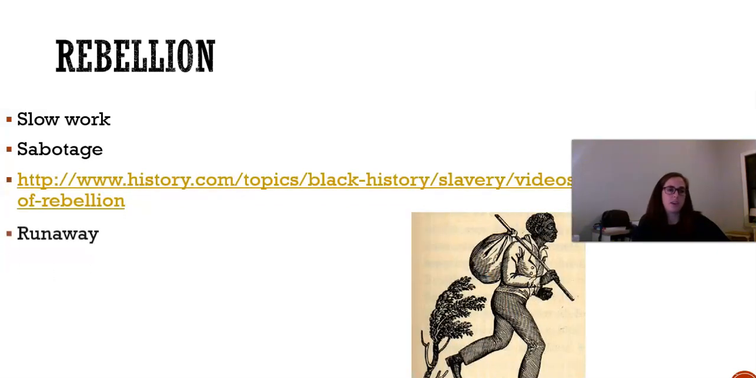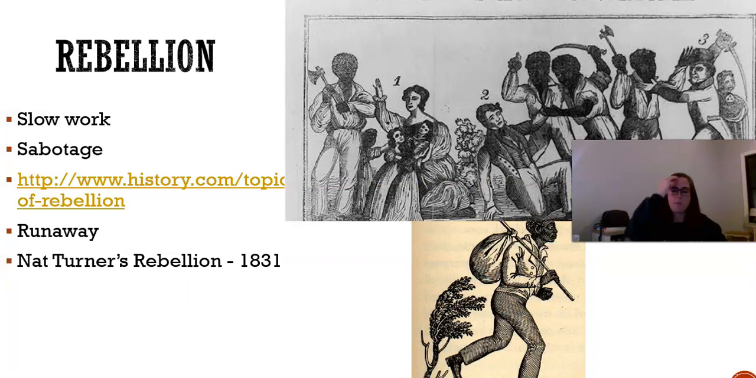You do see occasionally a runaway slave, and I know that's pretty vivid maybe in some memories, but that honestly didn't happen a lot because of how difficult it was and dangerous. One of the biggest rebellions, though, was Nat Turner, and this is in Virginia.